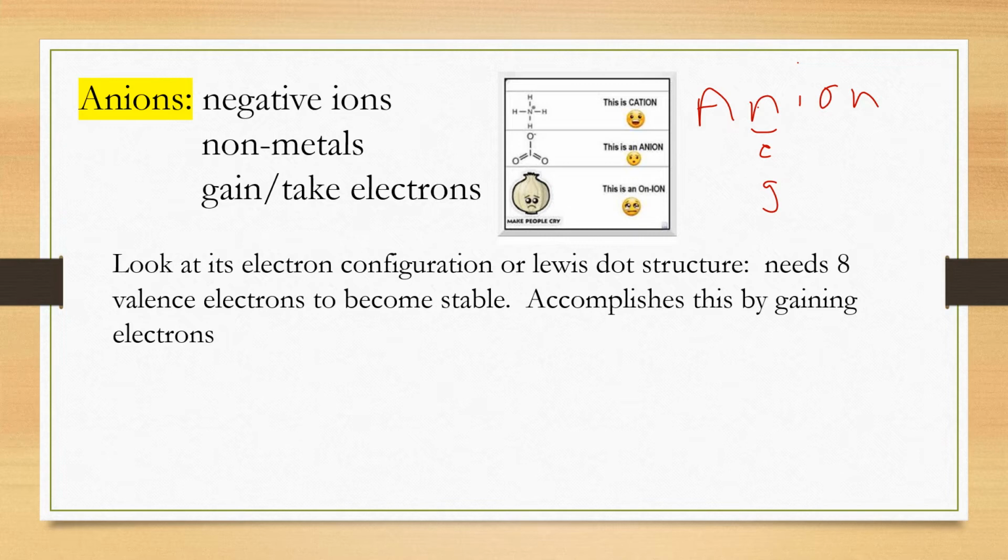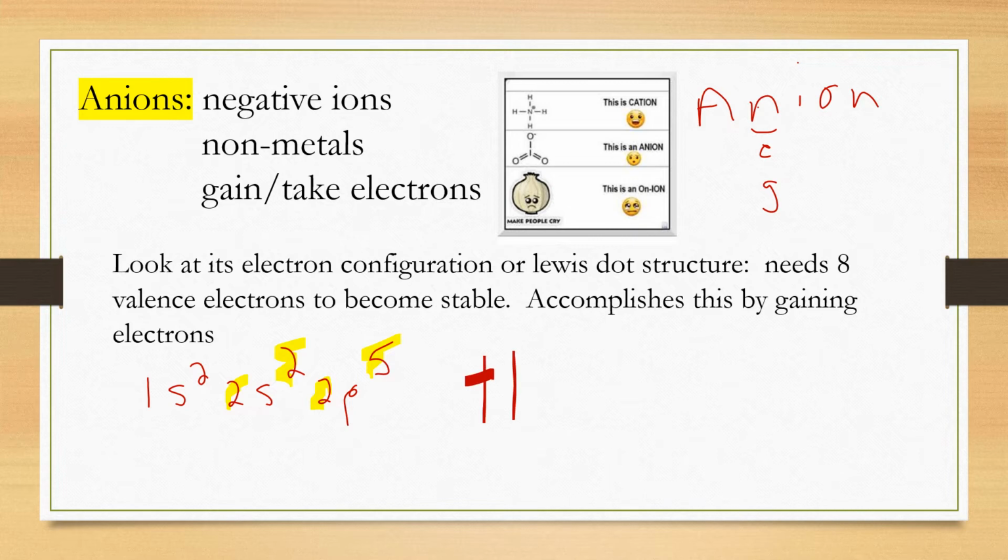So again, let's look at its electron configuration or its Lewis dot structure. Let's look at electron configuration first. So let's look at the electron configuration for, let's say, fluorine. Fluorine is 1s2, 2s2, 2p5. So right now, looking at its highest energy level, which is 2, it has 7 electrons. 2 and 5 equals 7. So you have to think to yourself, is it easier for it to lose 7 electrons or just to gain 1 more to get to that 8 to be stable? Obviously, it's going to be easier to gain 1 more electron.